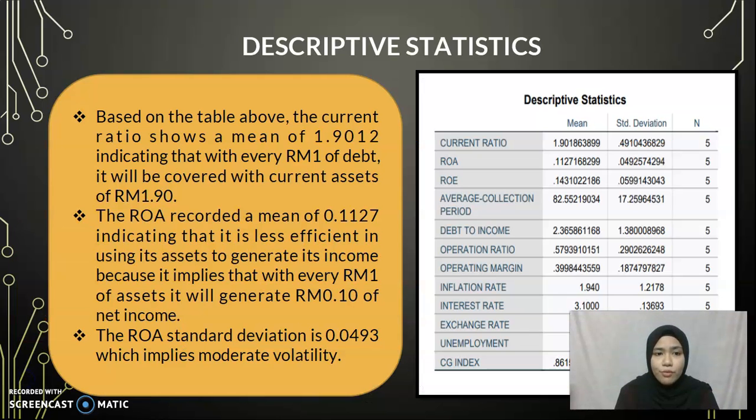Descriptive statistics. From the table, we know that the current ratio shows a mean of 1.9012, indicating that for every 1 ringgit of debt, it will be covered by current assets of RM1.90. The ROA recorded a mean of 0.1127, indicating that it is less efficient in using its assets to generate income, because for every 1 ringgit of asset, it generates RM0.10 of net income. The ROA standard deviation is 0.0493, which implies moderate volatility.